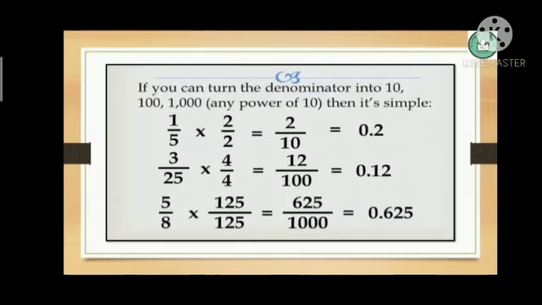Okay, now in the second example 3 upon 25 like this, and the third example 5 upon 8, we convert the fraction 5 upon 8 as a decimal fraction, 0.625, by applying the same rule.